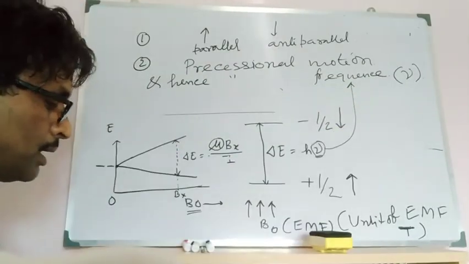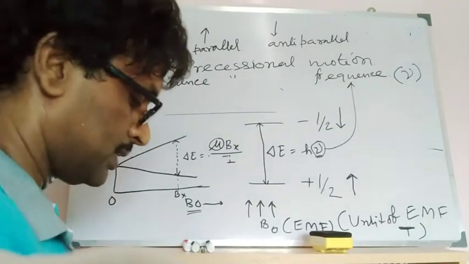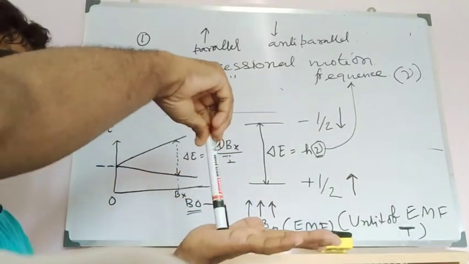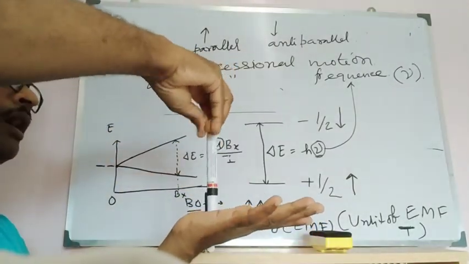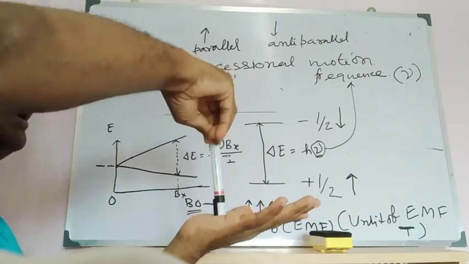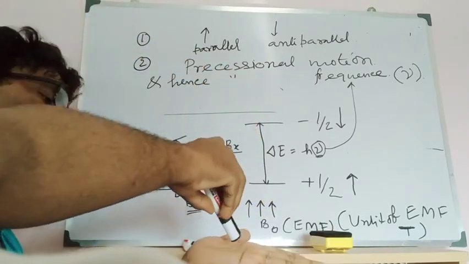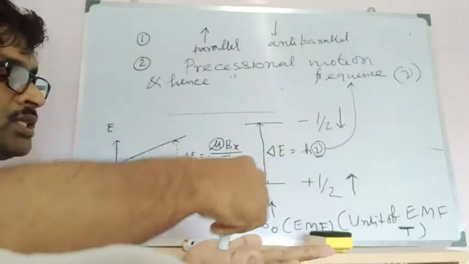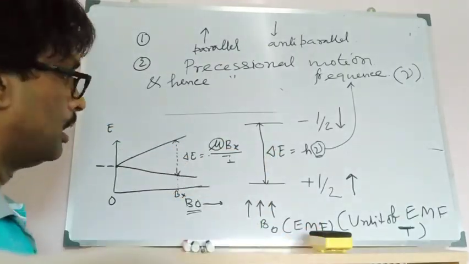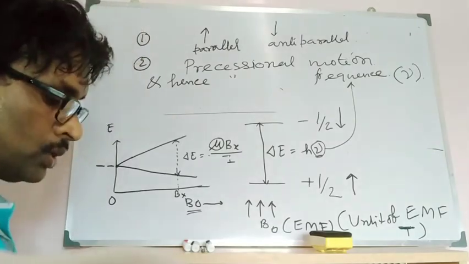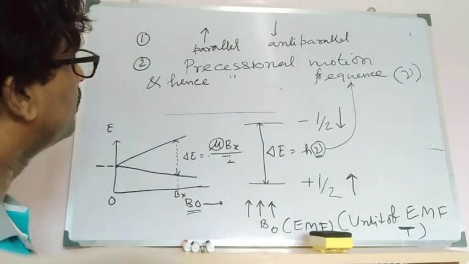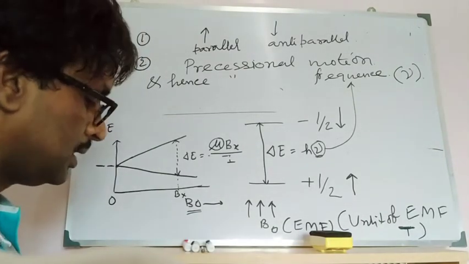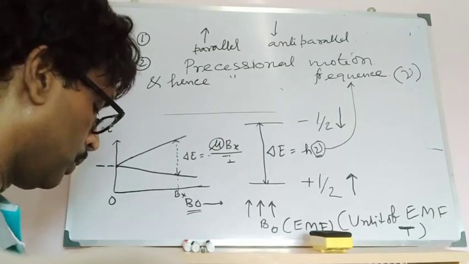What is the precisional motion? It is a characteristic motion, just like a spinning top. We know that a spinning top has a motion around its axis and it describes a path here. So this kind of motion is also called the precisional motion. So clearly it has a frequency, and that frequency is called the precisional frequency.